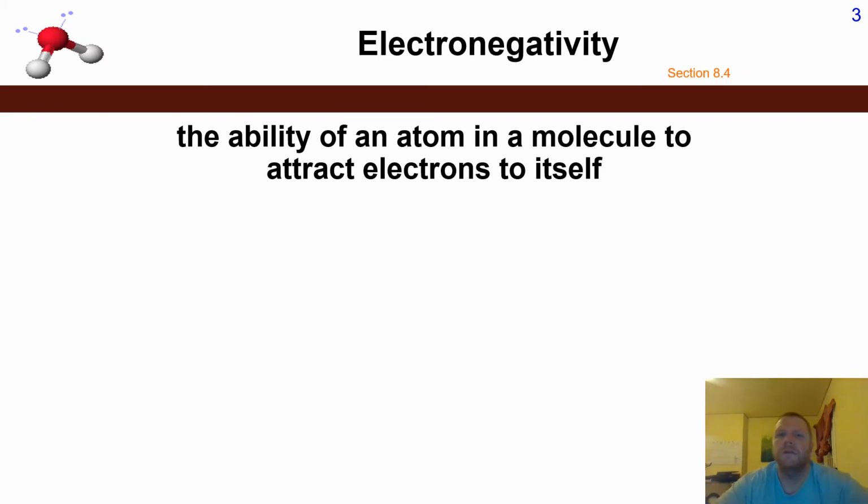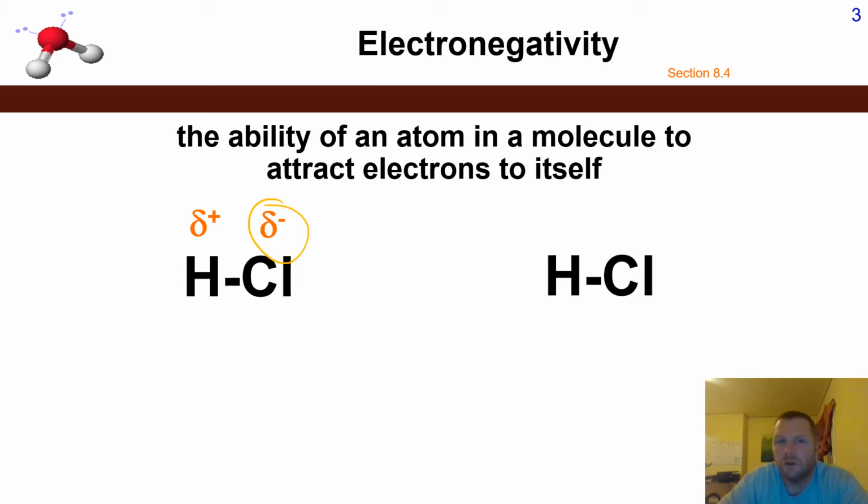Now, electronegativity is the ability of an atom in a molecule to attract electrons to itself. So if we use something like HCl as an example, chlorine is going to be partially negatively charged, hence this delta negative symbol that we're using there. Hydrogen on the opposite end of the spectrum is going to be partially positively charged.